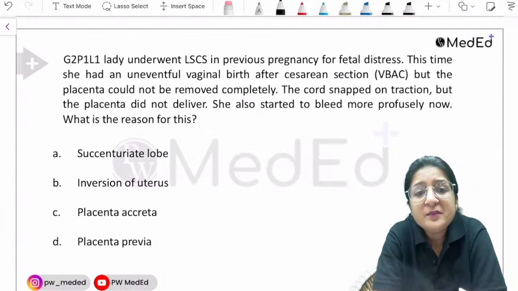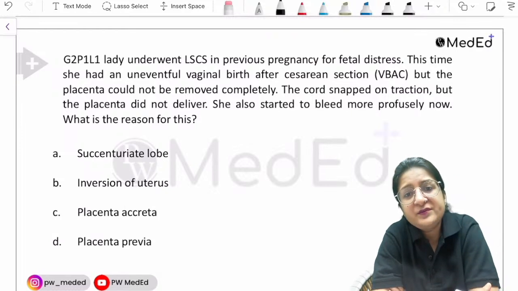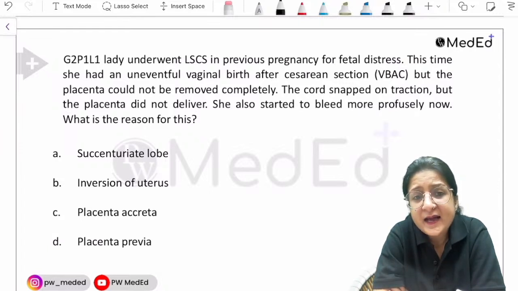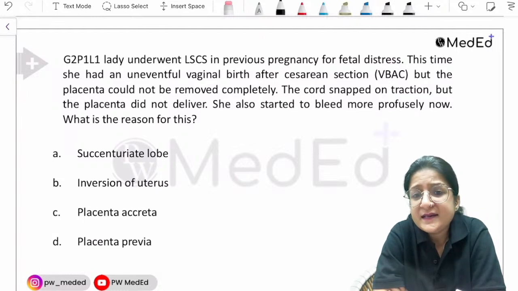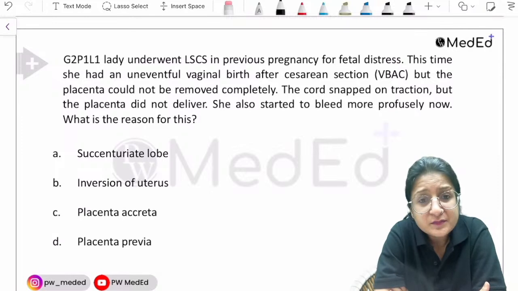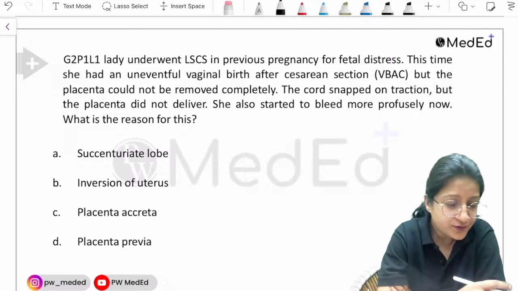There's a second gravida para 1 live 1 lady. She underwent cesarean section in previous pregnancy for fetal distress. So she has a history of previous cesarean section, right? This time she had an uneventful vaginal birth after cesarean section, but the placenta could not be removed completely. The cord snapped on traction, but the placenta did not deliver. She also started to bleed more profusely now. What is the reason for this?